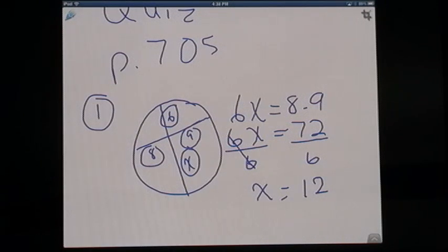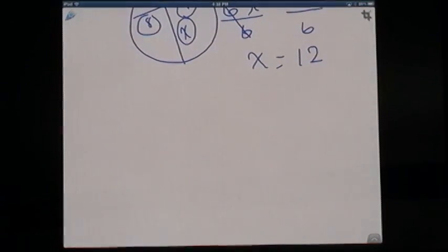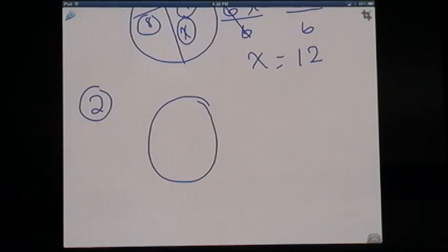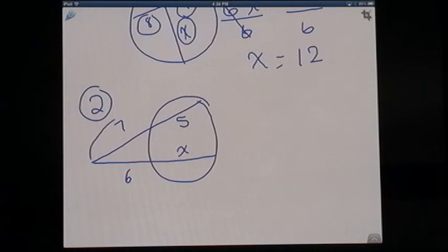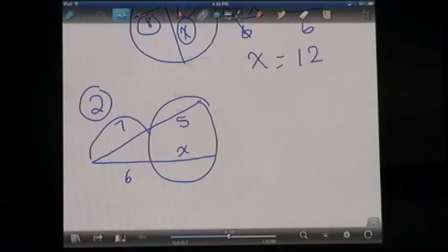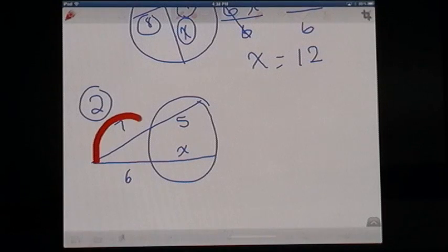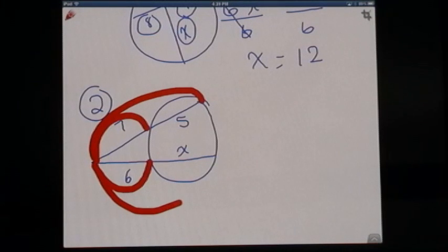Okay, going on to number 2. Number 2 is another circle. This time we have secants because they go outside the circle, and whenever you have lines that intersect outside the circle, the part times the whole segment is equal to the part times the whole. So this is the segment of secants, part. Let me try it with a different color so it's more clear since I have circles. Part times whole is equal to the part times the whole.